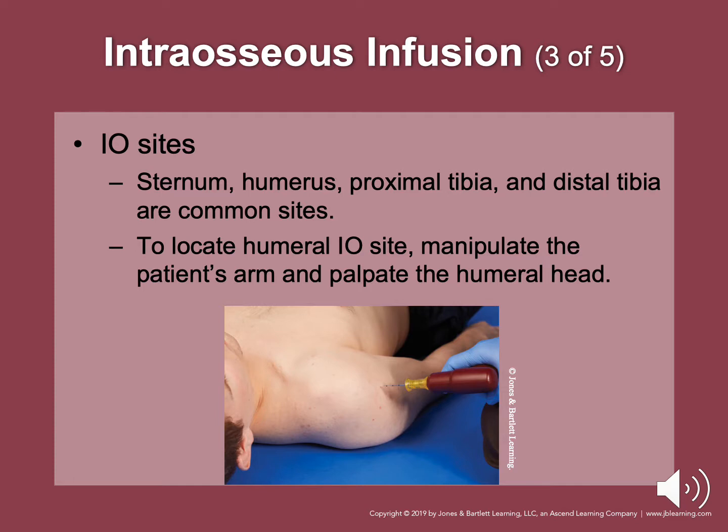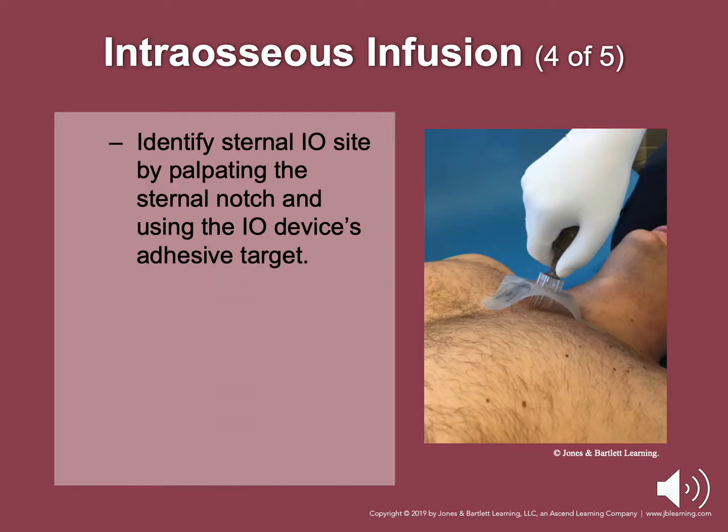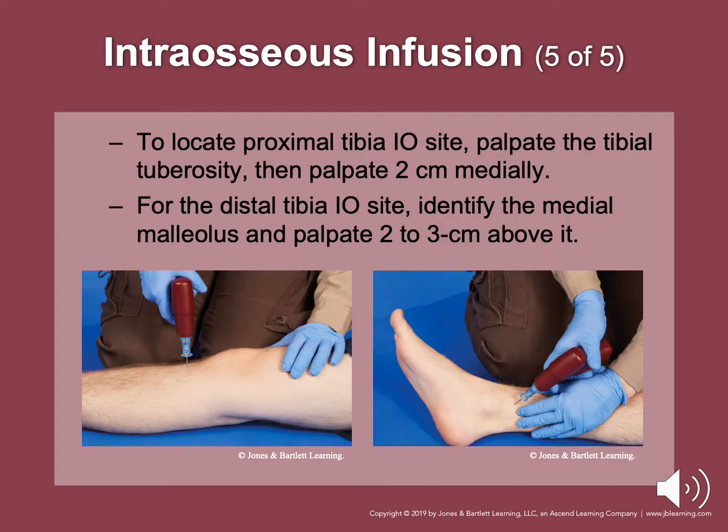To find the tibial IO site, palpate the tibial tuberosity, then palpate 2 centimeters medially. This is going to be your most common site. So basically, go across the flat shaft, or I call it the runway of the tibia, about 2 finger widths down, and you'll get your tibial IO site. For the distal tibial IO site, identify the medial malleolus and palpate 2 to 3 centimeters above it.